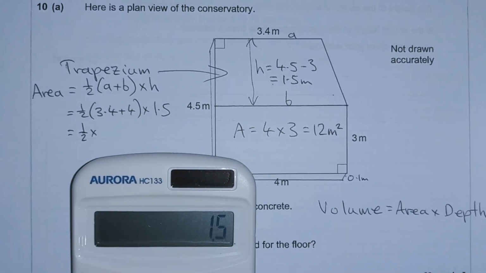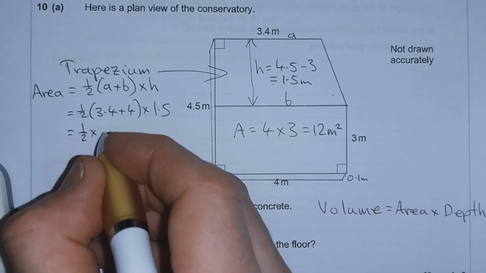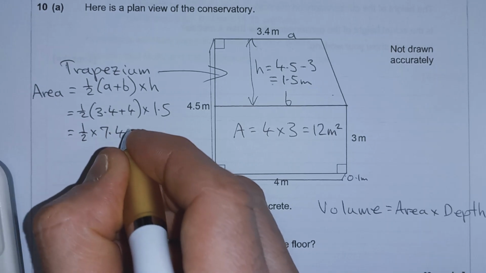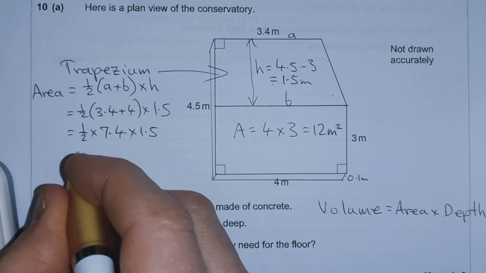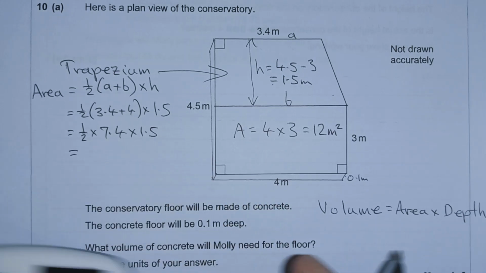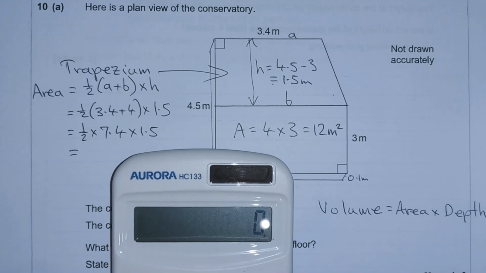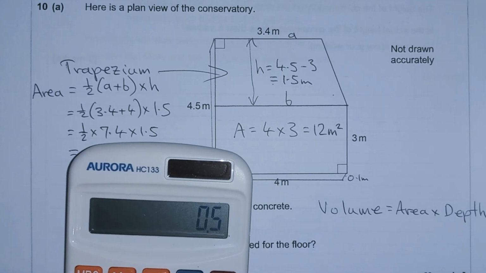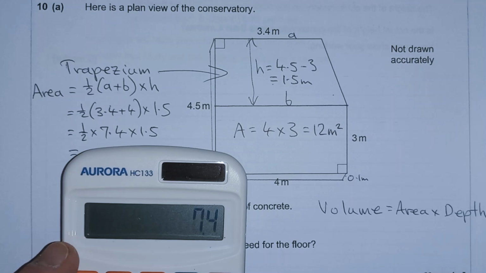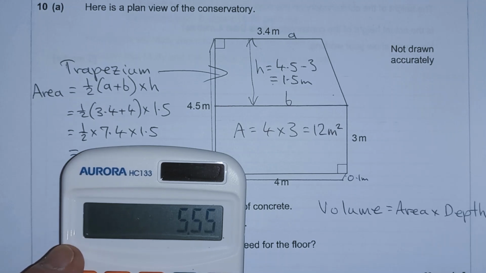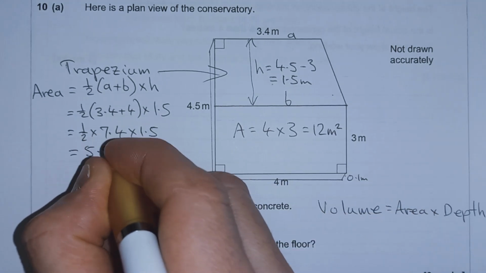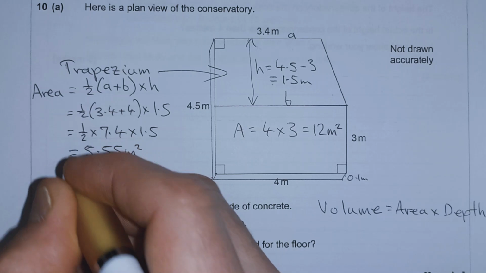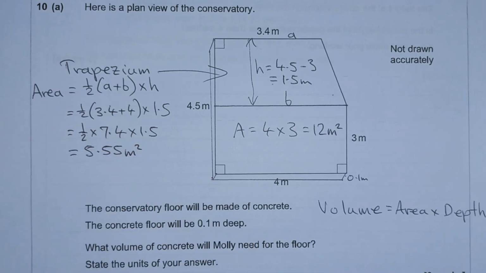So 3.4 plus 4 gives us 7.4. So we're going to have a half times 7.4 times 1.5. In fact, we can replace the half with 0.5 so that we've got decimals throughout. So we're going to have 0.5 times 7.4 times 1.5, which gives us 5.55 meters squared. That's our area.